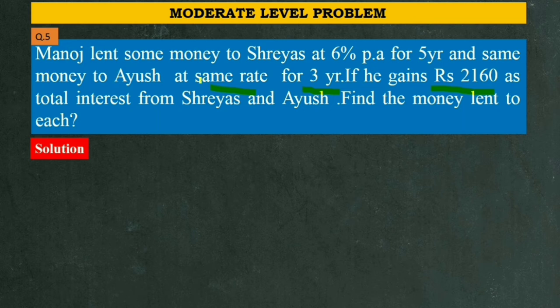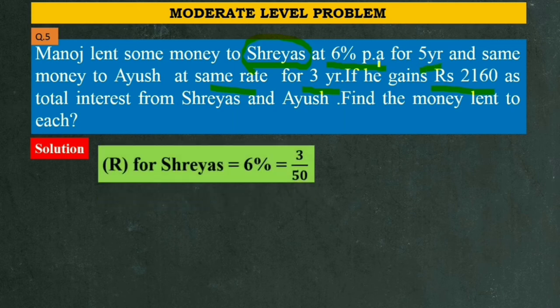Whenever we solve such type of problem in which the principal which is being lent to Shreyash and Ayush is the same, so the principal is the same for both, in that case we have to focus on only one person. We have to focus on his rate percentage and his years. So we will simply consider the rate of Shreyash at which Manoj lent to him, that is equal to 6%.